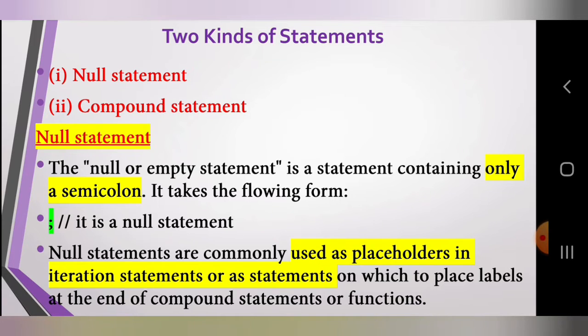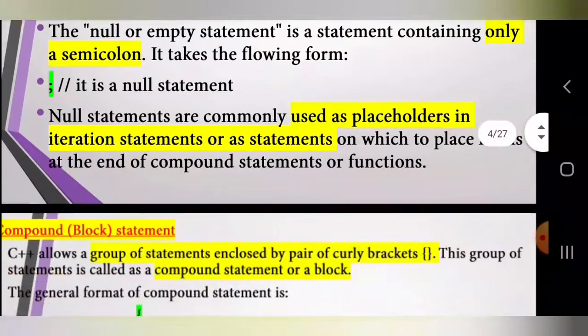It takes the following form, that is, a semicolon. It is a null statement. When we put a semicolon alone in one line, that statement is considered a null statement. Why do we need null statements? They are used as a placeholder. We just occupy the place for further usage, so that in future we can add some statements in this place.